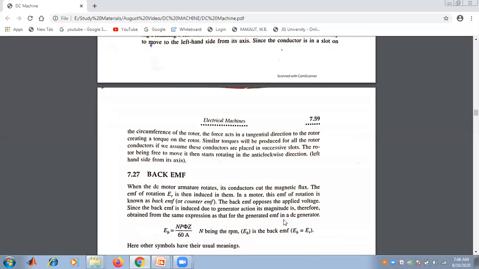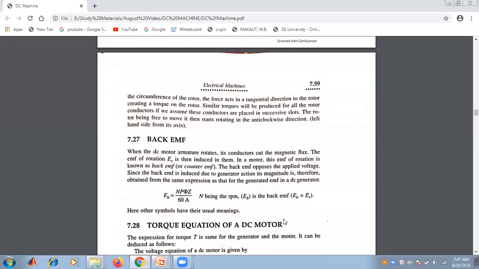Since the back EMF is induced due to the generator action, its magnitude is obtained from the same expression as that of the generated EMF in a DC generator, that is Eb equal to P phi N Z by 60 A, where N is in RPM. Eb is the back EMF, that is Eb equal to Er. This is the general concept of back EMF.